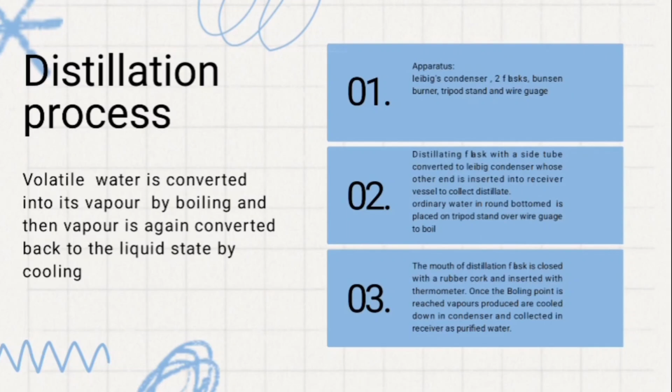Ordinary water in a round bottomed flask is placed on a tripod stand with wire gauze to boil. The mouth of the distillating flask is closed with a rubber cork and it is inserted with a thermometer. Once the boiling point is reached, vapors produced are cooled in the Liebig's condenser and collected in the receiver as purified water.